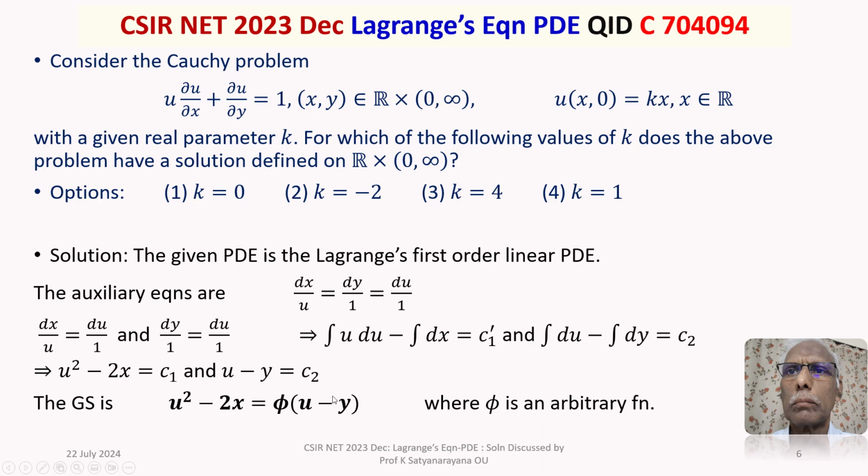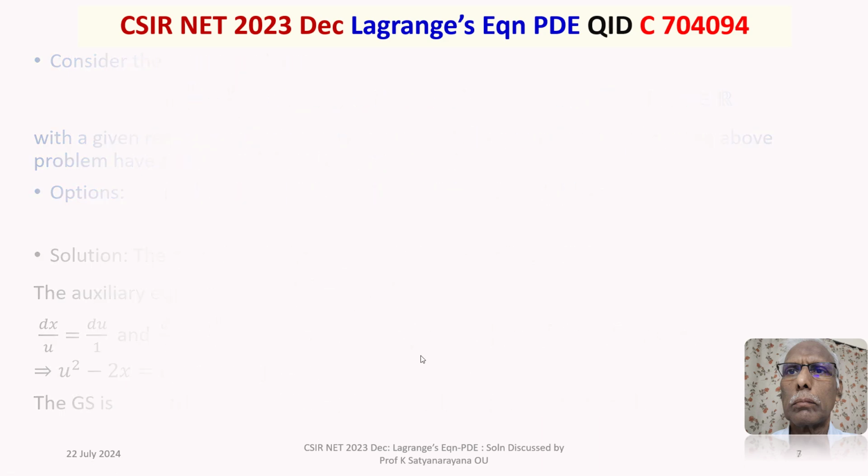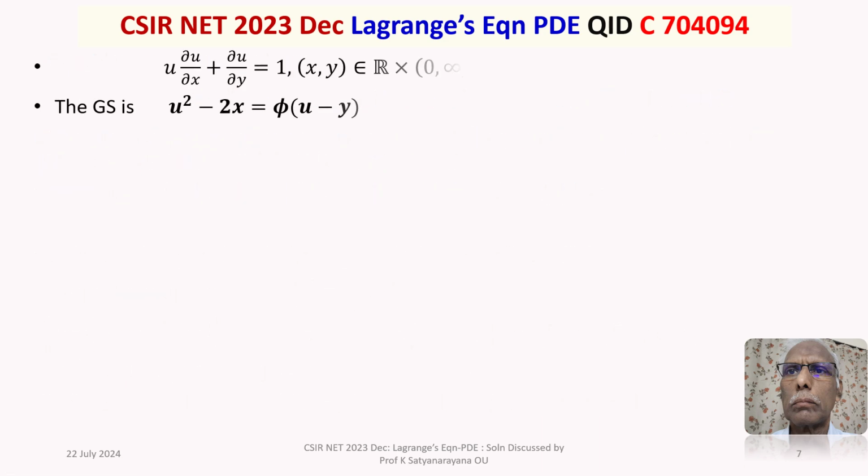That we will do for some other case later in the discussion. We got a general solution: u² − 2x = φ(u − y), where φ is an arbitrary function.